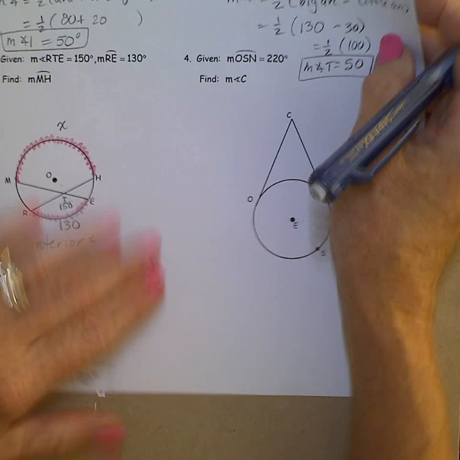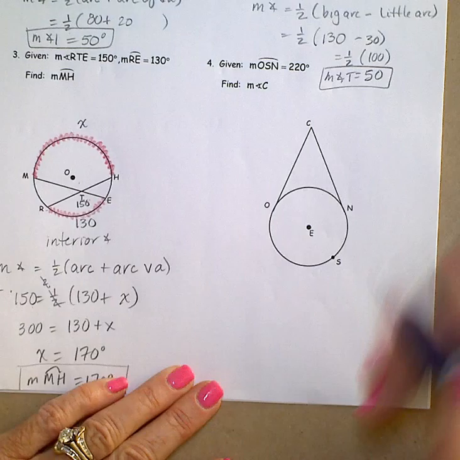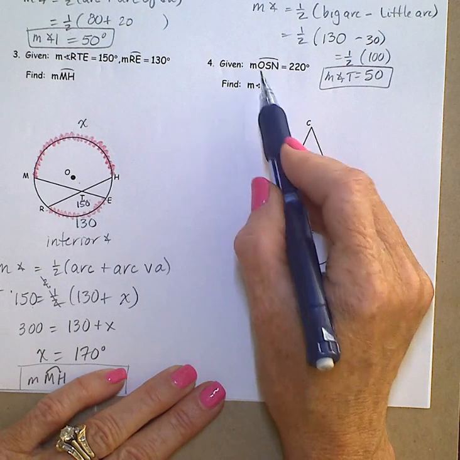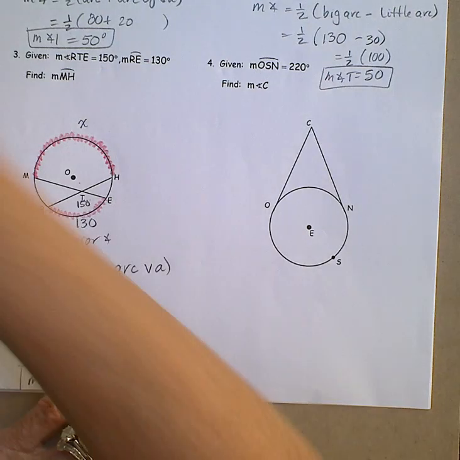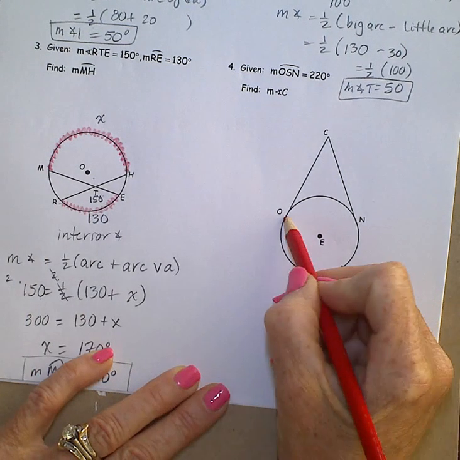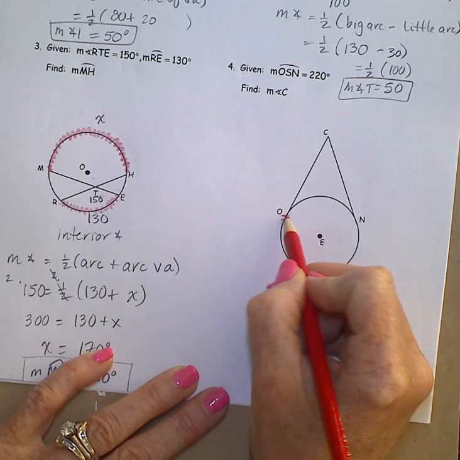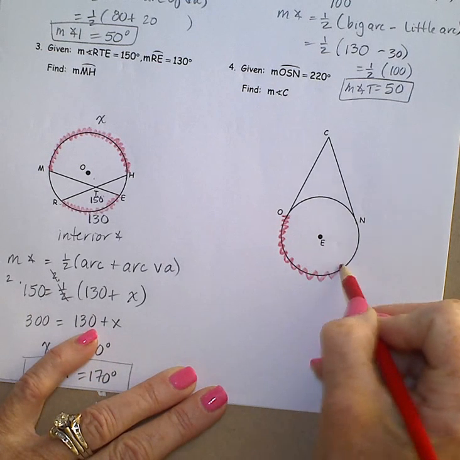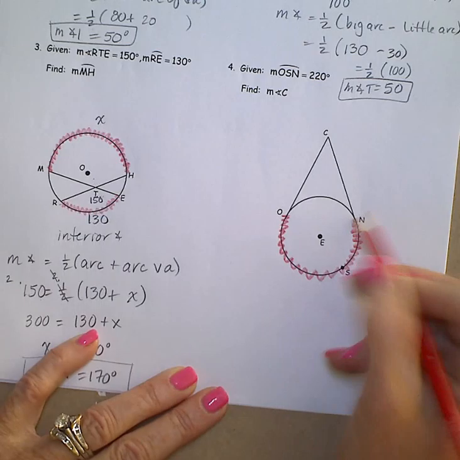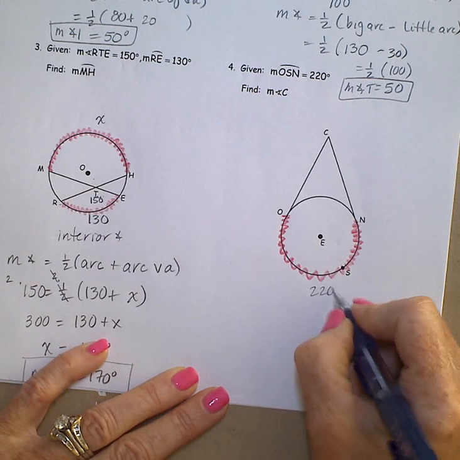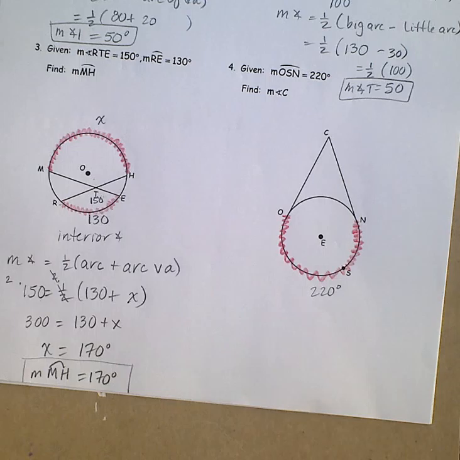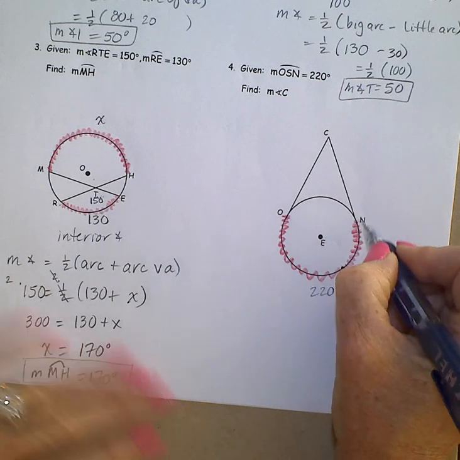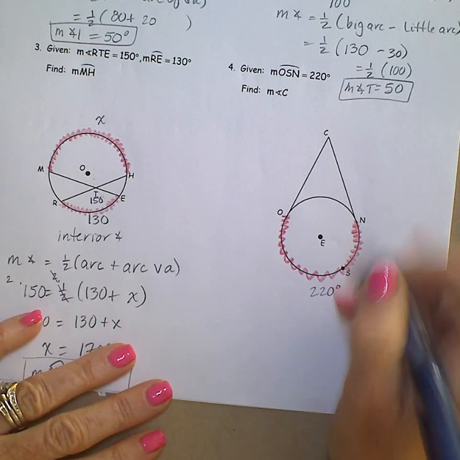All right, look at this one. The measure of arc OSN is 220. Starting at O, going through S, and stopping at N. This arc down here, arc OSN, is 220 degrees. Which means, what's this arc in here, ON? What's arc ON? 360 minus 220 is 140.